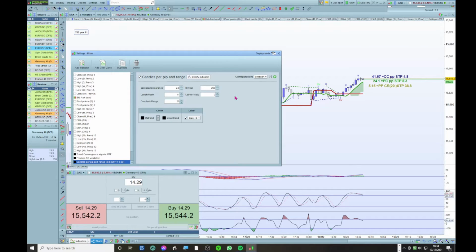And then what you want to do is add the configuration. So you click on the plus, and then you give it a name. So you would say 2 minutes DAX evening.